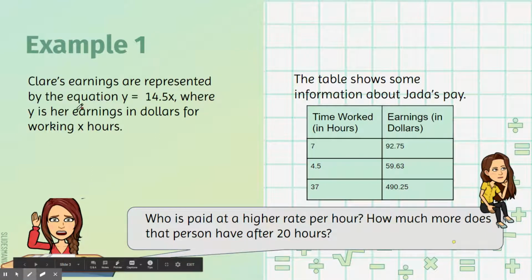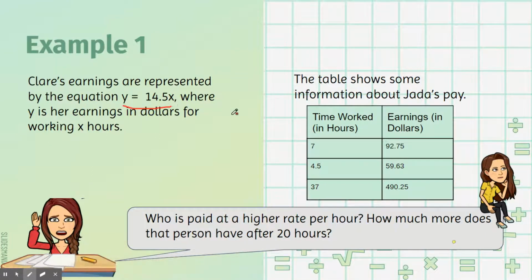Claire's earnings are represented by the equation Y equals 14.5x, where her earnings is Y and her hours working is X. The information here shows Jada's pay. She worked 7 hours. This is the amount she earned. Now we want to know who is paid the higher rate per hour. How much more does that person have after 20 hours?